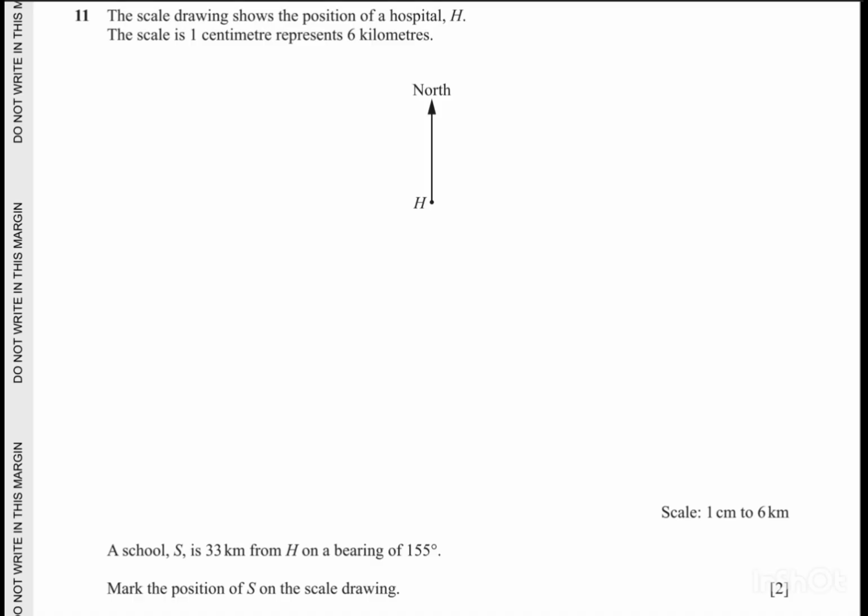Question number 11. The scale drawing shows the position of hospital H. The scale is 1 centimeter represents 6 kilometers. This is the scale given. The scale is also given here. A school S is 33 kilometers from H on a bearing of 155 degrees. Mark the position of school S on the scale drawing.